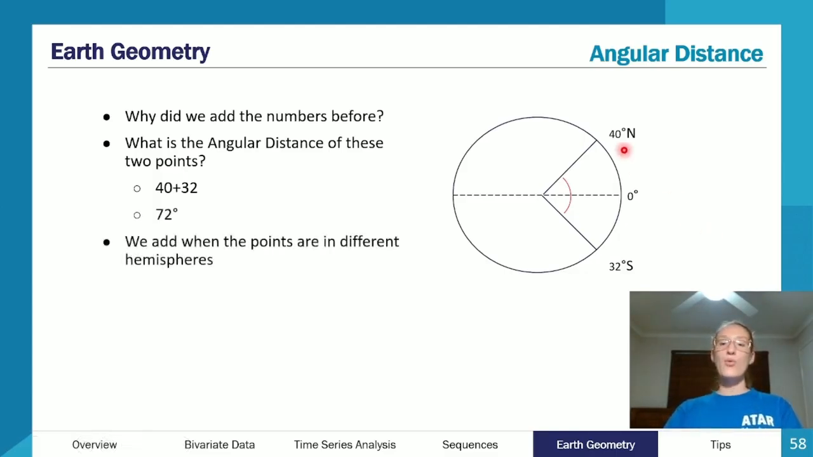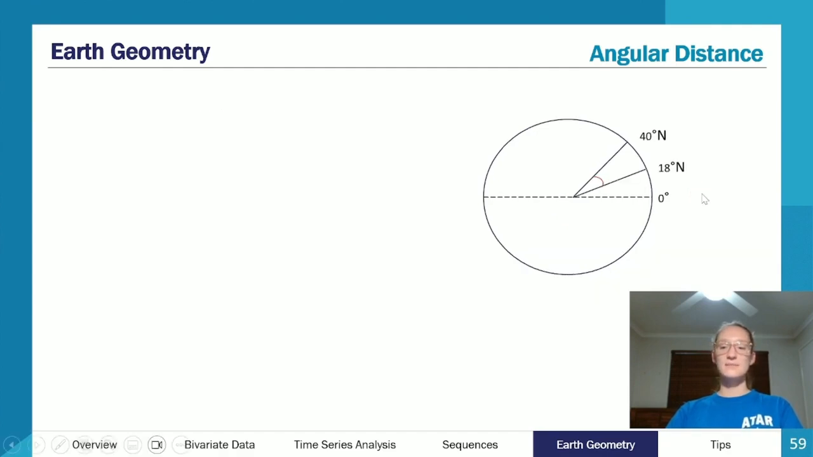So when our points are in different hemispheres, so when we've got one point up here in the north hemisphere and one in the south hemisphere, that's why we add the values together to get the angular distance, because it mathematically makes sense. We're trying to figure out what this distance is.